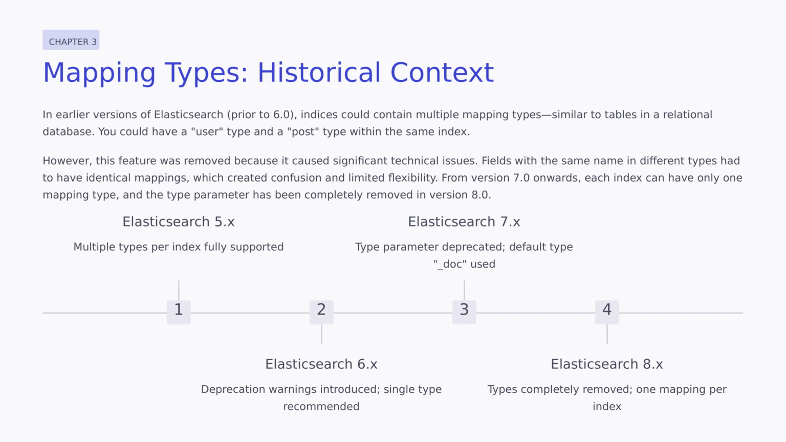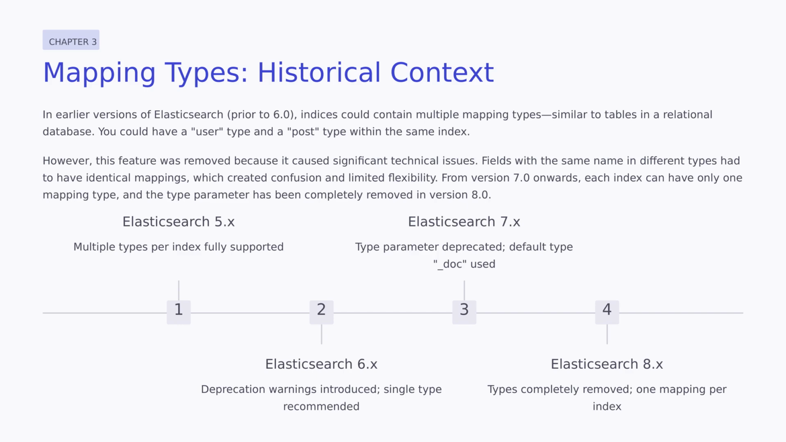In the evolving world of Elasticsearch, the concept of mapping types has undergone a significant transformation. In the past, indices could house multiple mapping types, akin to tables in a relational database. Picture having distinct user and post types within a single index. However, this approach posed challenges, as fields with the same name in different types required identical mappings, leading to confusion and reduced flexibility. With the arrival of version 7.0, each index now accommodates only one mapping type.